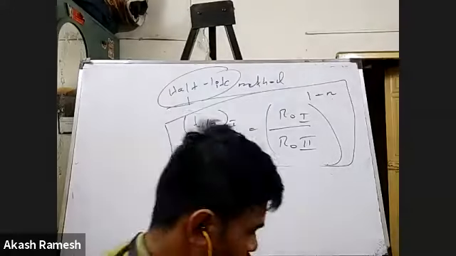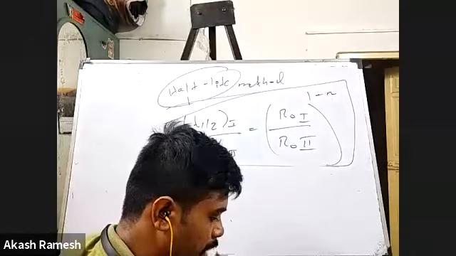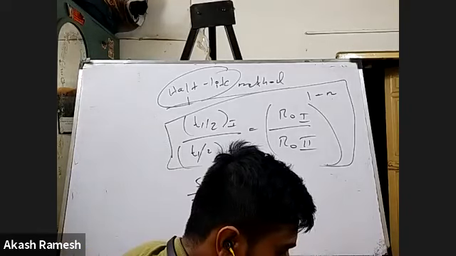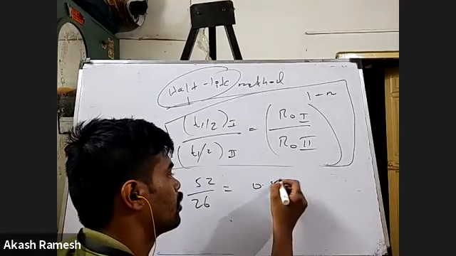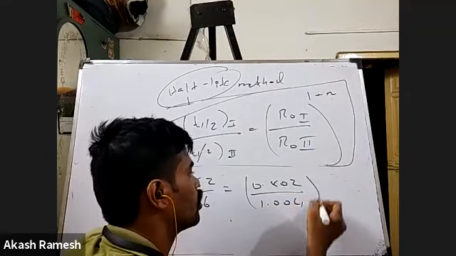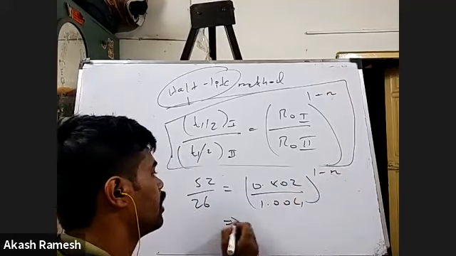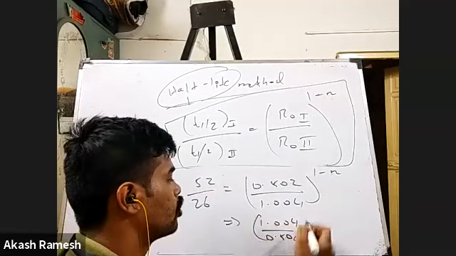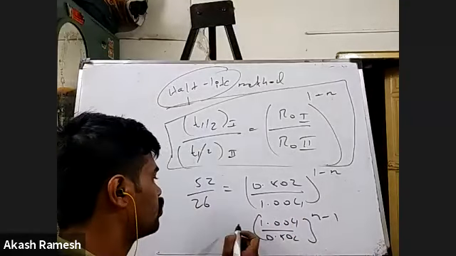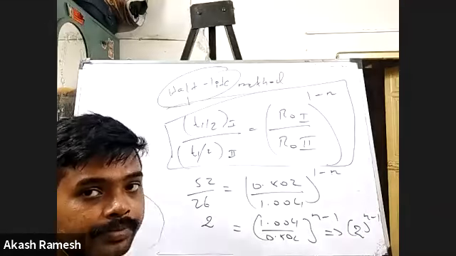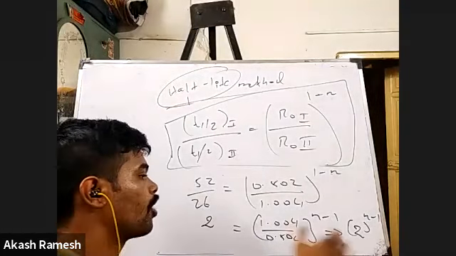We'll check it. So that's the formula. What is the first T-half? First T-half is 52. Second T-half is 26, which is equal to the initial concentration 0.502 and the concentration changed to 1.004, the whole power 1 minus n, or I can write this as 1.004 divided by 0.502, the whole power n minus 1. Now 52 divided by 26 is 2, and this value is also 2. So 2 is equal to 2 power n minus 1.